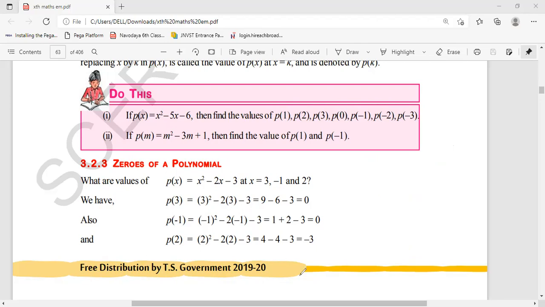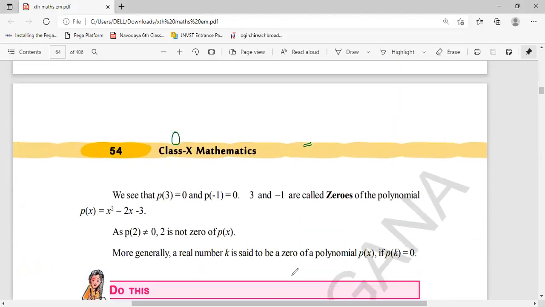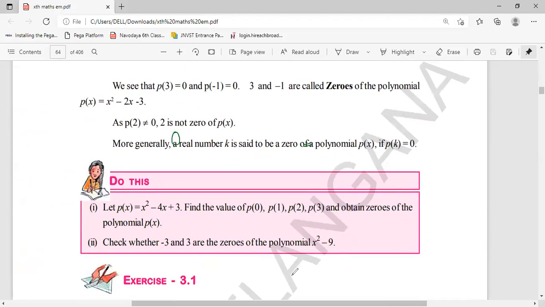So the 0 of the polynomial, we already discussed. 0 of the polynomial means if you take x is equal to some value, at that value the total polynomial will become 0. So that value you are taking is called the 0 of the polynomial. Where p of 3 is equal to 0 and p of minus 1 is equal to 0, therefore 3 comma minus 1 are called the 0 of the polynomials.